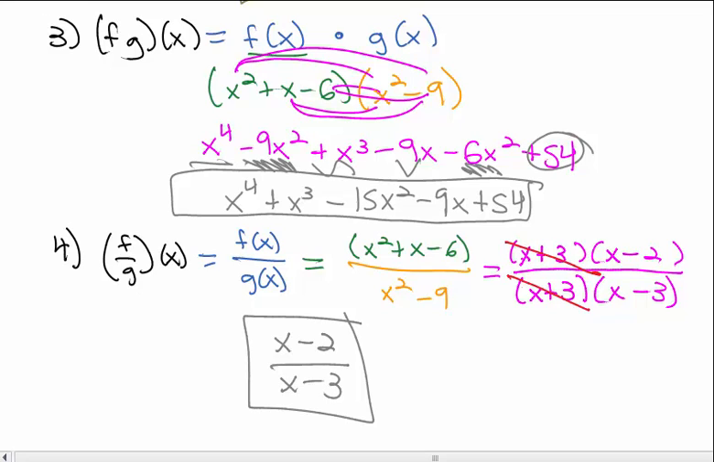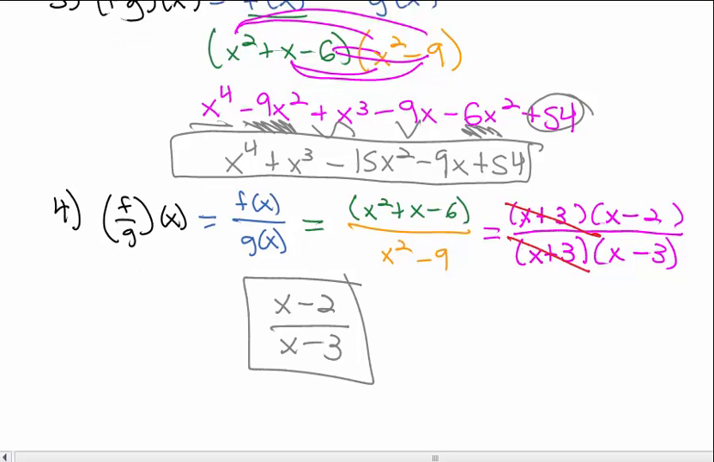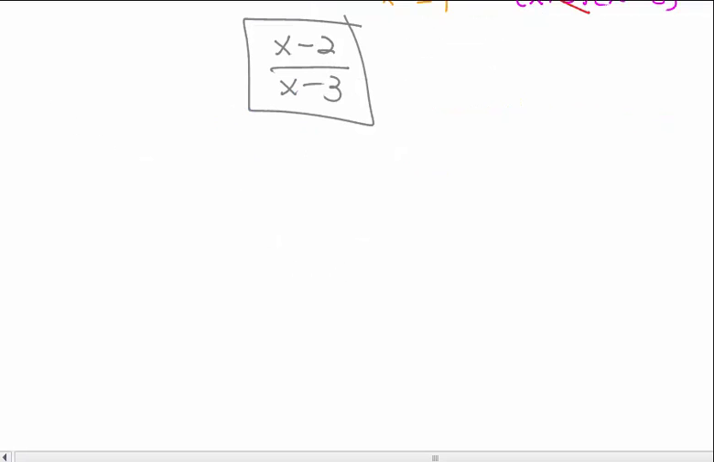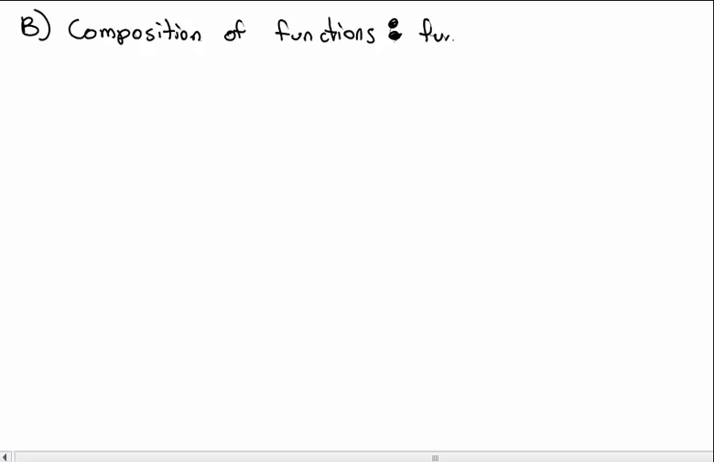Now these adding, subtracting, multiplying, dividing functions are really simple, really straightforward. We either do it with the functions, or if we have the numbers, we plug in the numbers and do it with the numbers. What's a little bit more involved and more appropriate for this level of coursework is going to be section B here, which we're going to call the composition of functions. And this is where we really start to take a look at functions inside of functions.